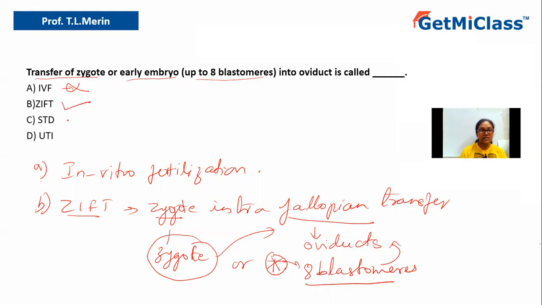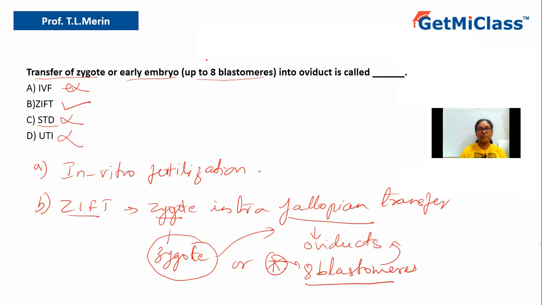Option C says STD. So what is STD? STD is nothing but a disease; sexually transmitted diseases are called STDs. Hence it is ruled out. Option D says UTI. UTI is nothing but urinary tract infection. This doesn't speak about any transfer of zygote or embryo. This is a urinary tract infection. Hence it is ruled out.